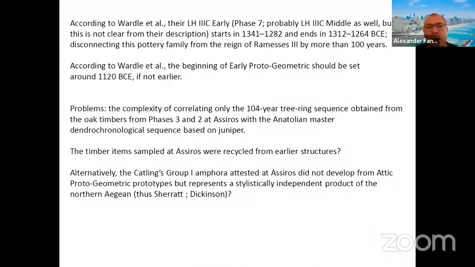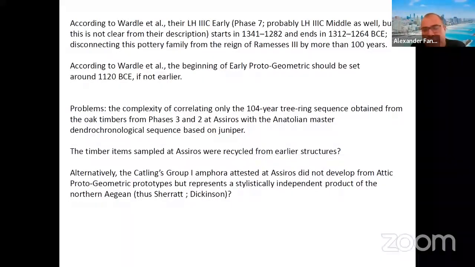According to Wardle, the Late Helladic 3C early, phase 7, probably also middle as well, it's not clear from the description, should start already in 1341, and it ends between 1312 and the beginning of the 13th century. So this would disconnect this pottery family completely from the reign of Ramses III by more than 100 years, which is, in my opinion, totally impossible, because we have, recall, this chronological anchor between Late Helladic 3C and Ramses III.